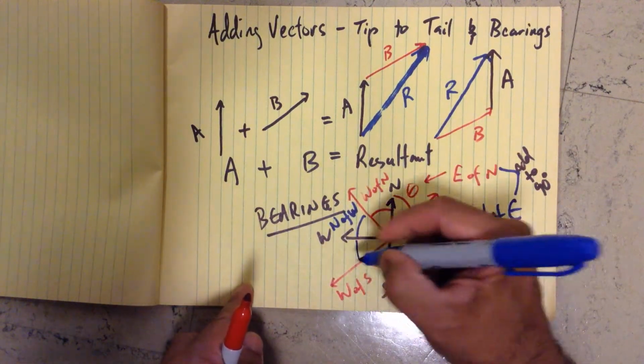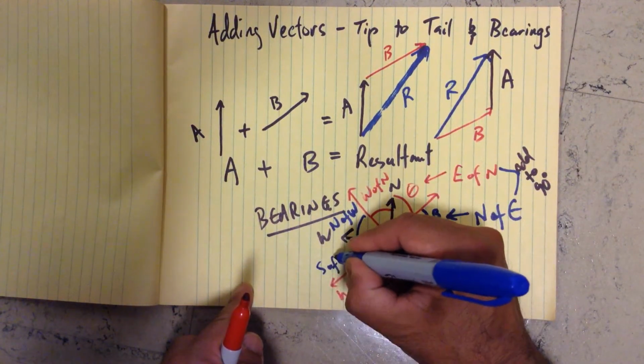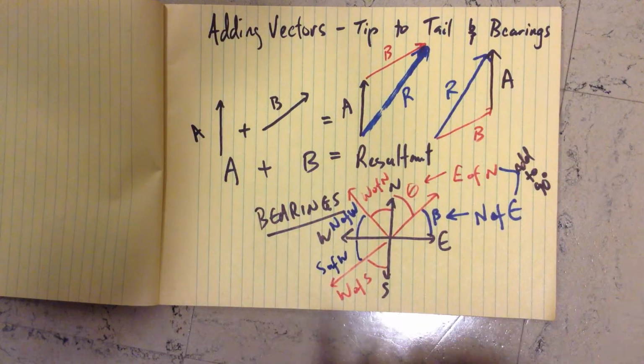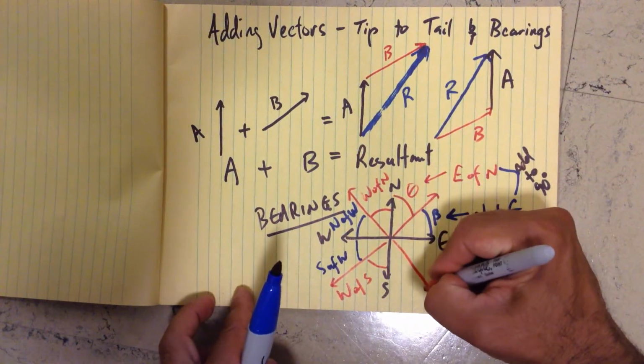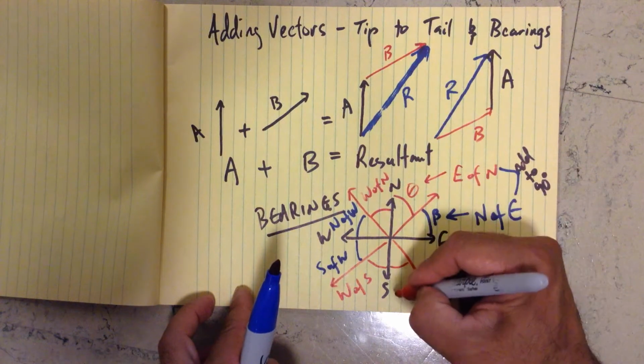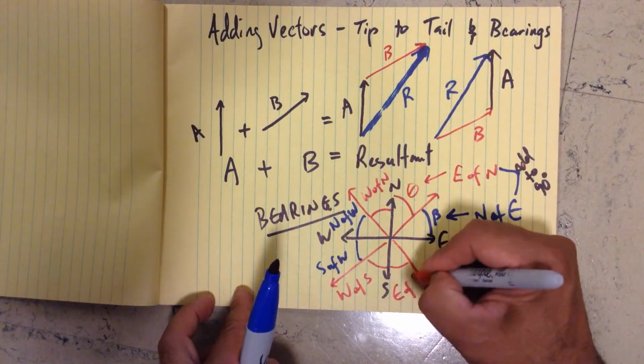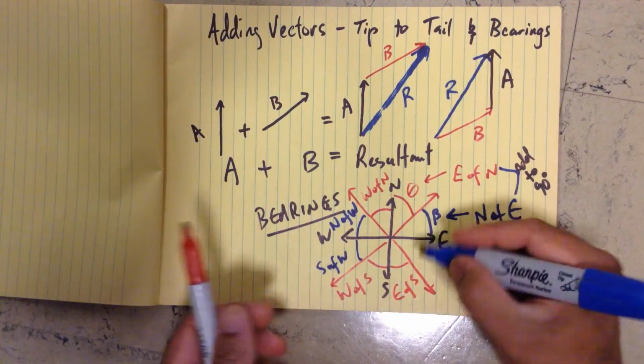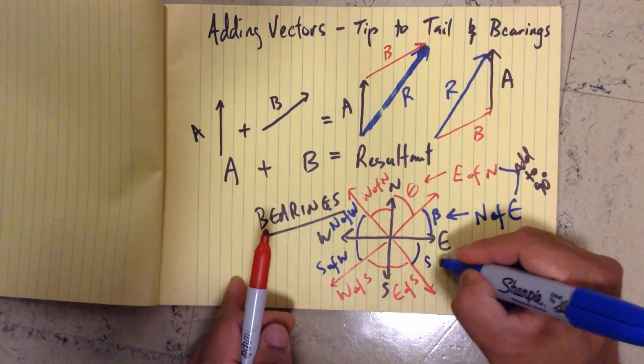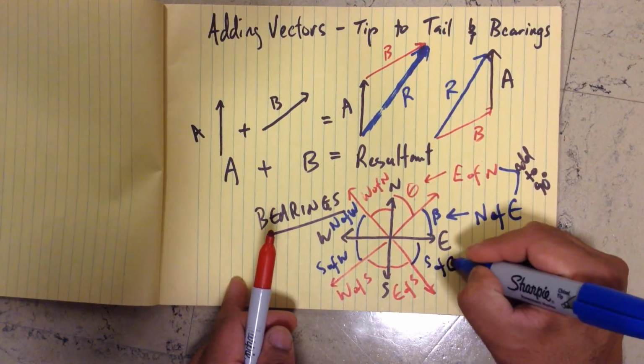This angle is south of west. Come over here, I have east of south, and I have south of east.